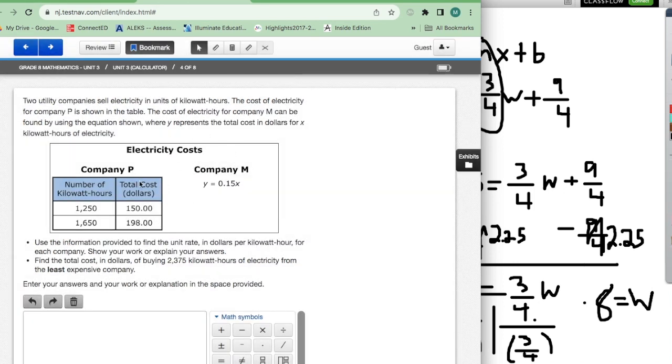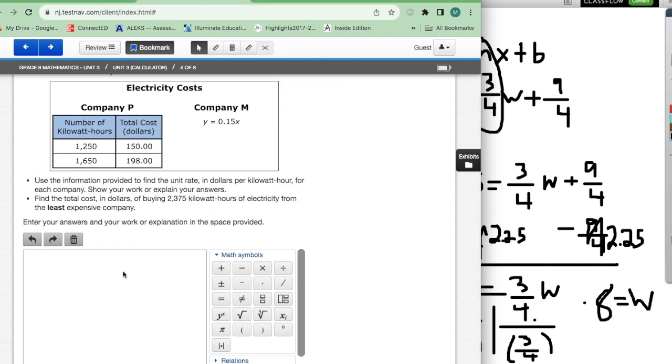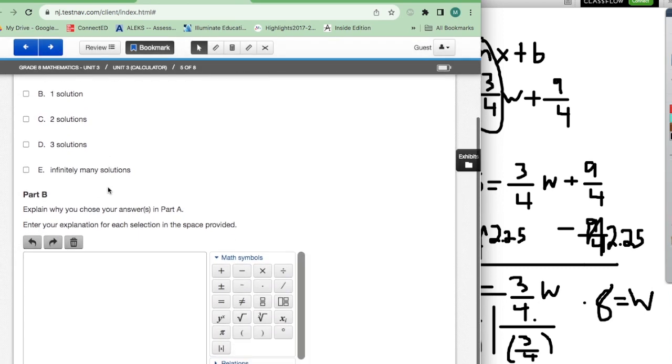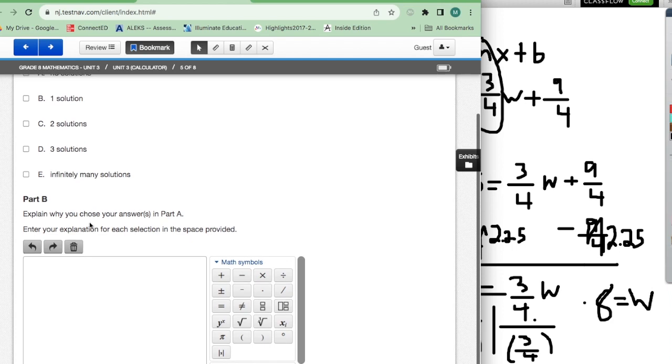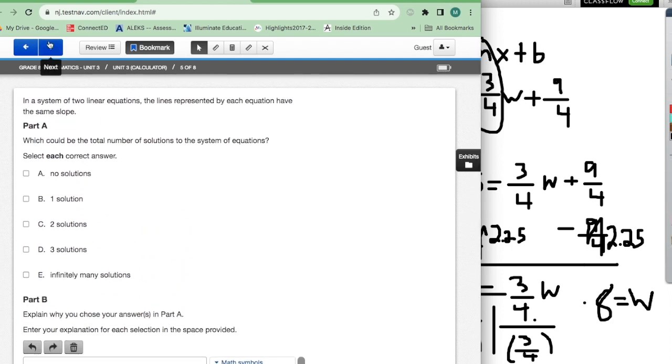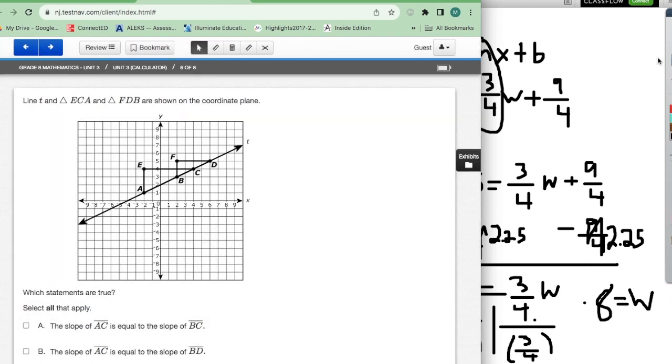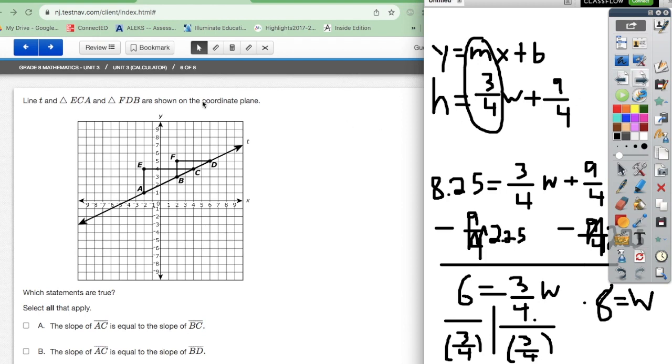All right, this is one we bookmarked where it's going to be a longer answer. This says enter your answers and your work or explanation in the space provided. All right, this other one we bookmarked. Enter your explanation for each selection in the space provided. So we do have to enter explanations here. This one we did not bookmark, so I'm going to do this one next.